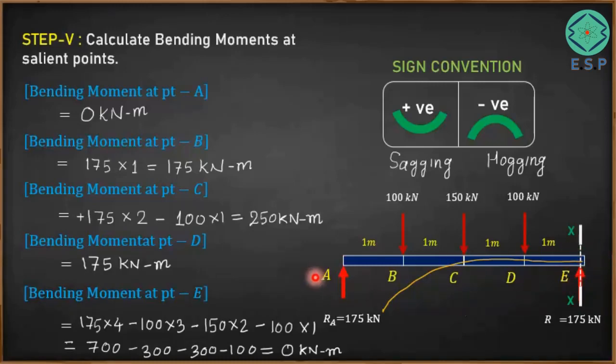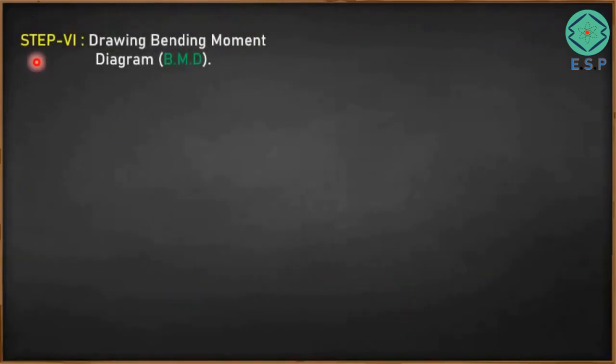Okay. So this way we have calculated the bending moment at point A, at point B, at point C, at point D, and last at point E. So we got all the bending moments at salient points. Now in step 6 we shall be drawing the bending moment diagram.